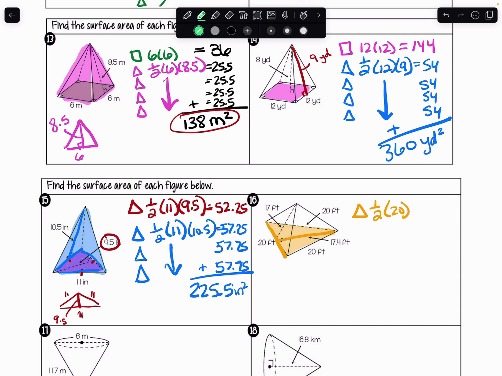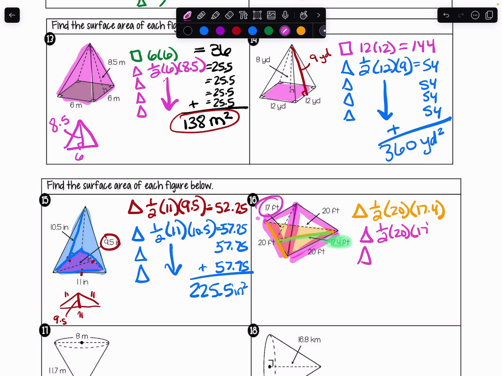I think that this number right here is what's pointing to this line, correct? Yes. So that's 17.4. Okay. Now we have three different triangles. We have this one, and we have this one, which are the same because they have this same base of 20. So we have two around the sides that are the same, and they are half of 20 times 17.